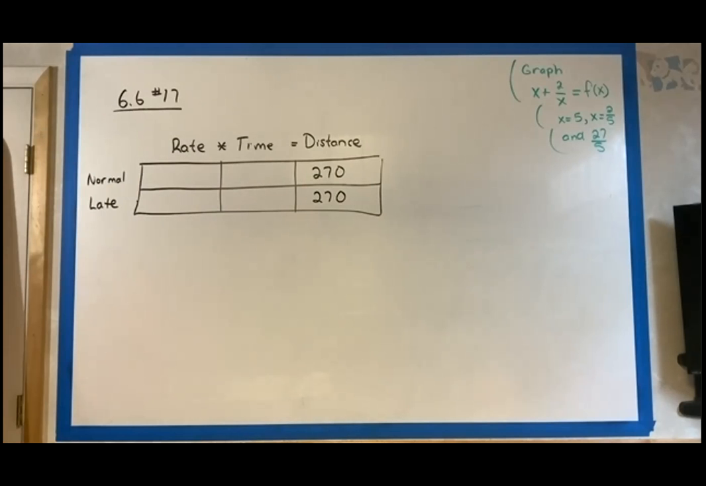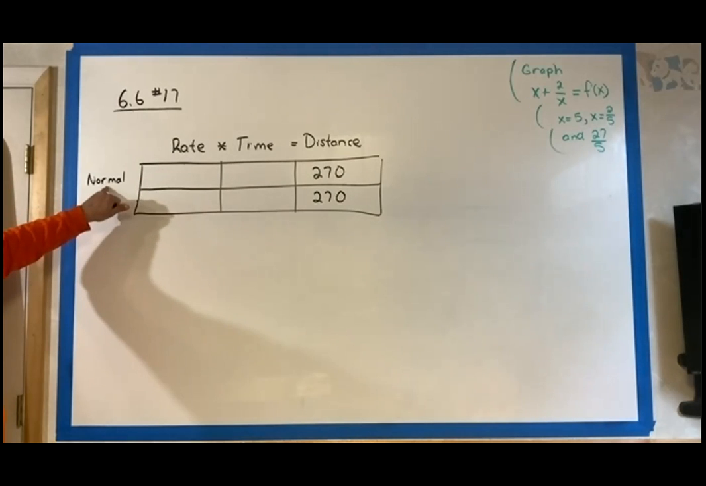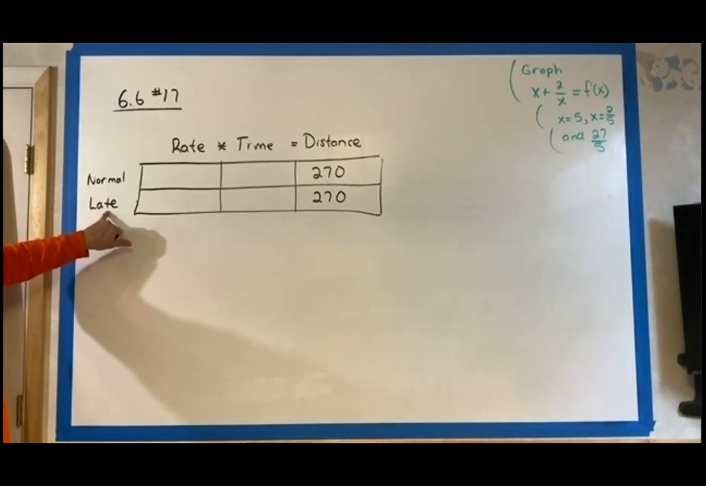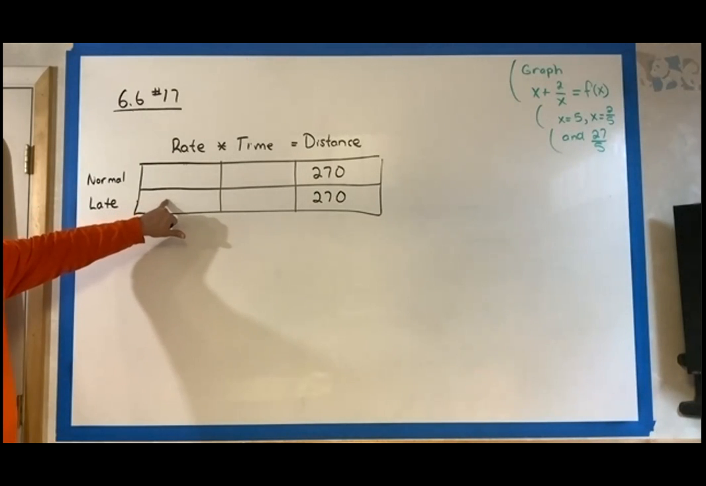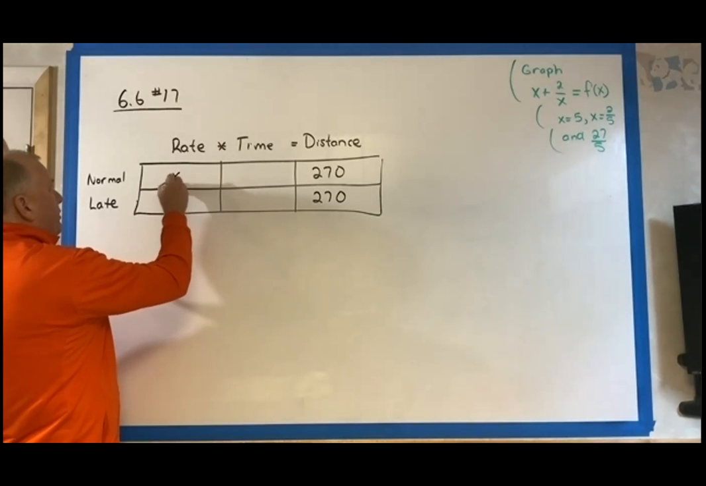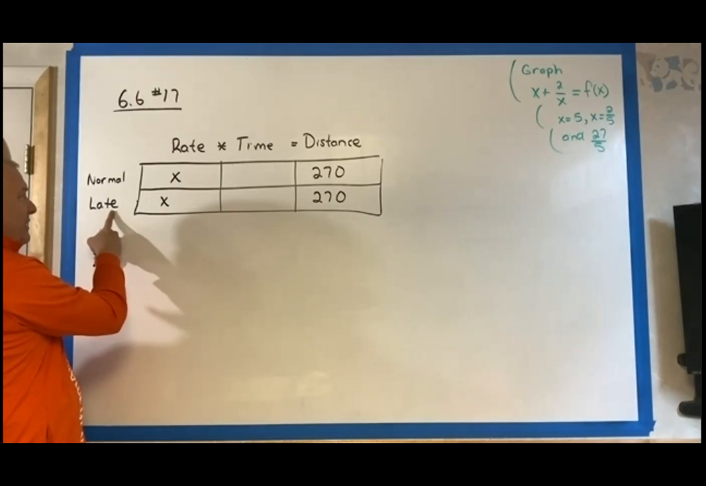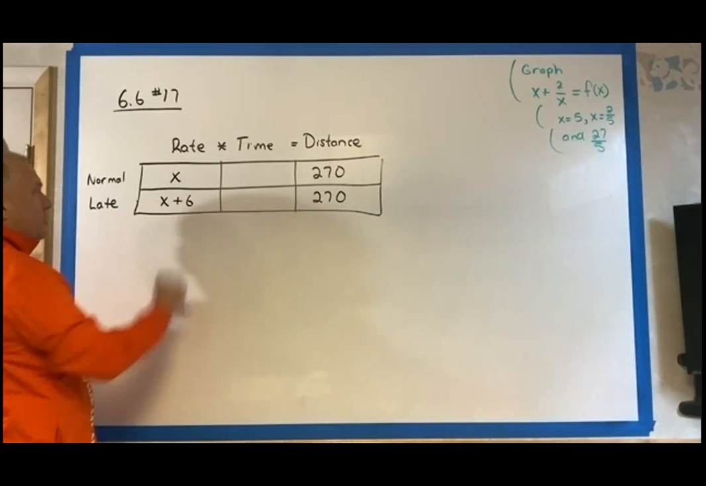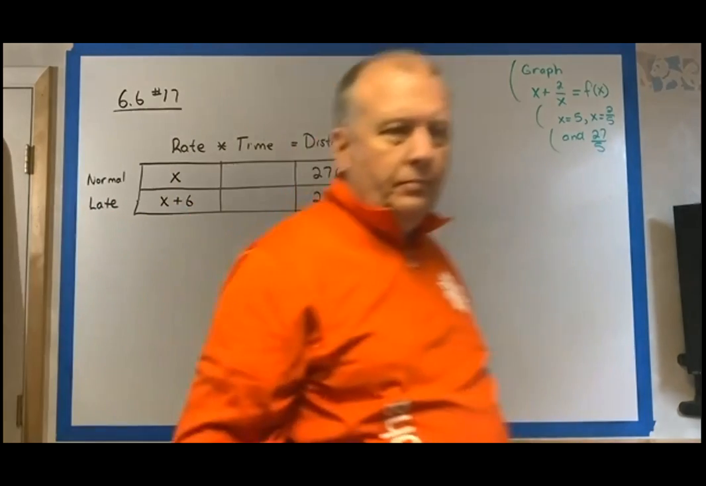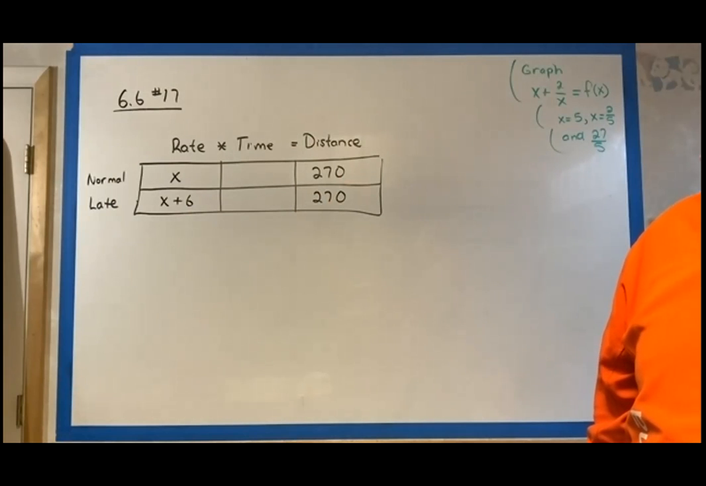What do we not know? We don't know how fast the driver is normally going. But we do know that since the driver started late, he went a little bit faster this time. So I don't know what the normal rate is, but I do know that on this trip when he started late, he said he was going 6 miles per hour faster. Let's see if we got that right. 6 miles per hour faster than usual.